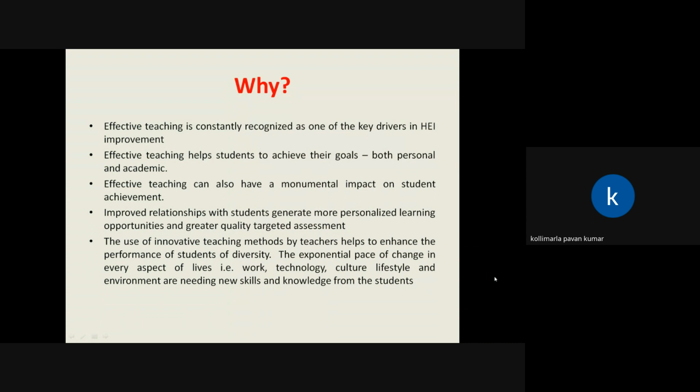This teaching helps students achieve their goals both personally and academically. These are things we come across day to day, and it also has a monumental impact on student achievement. Moreover, an important aspect from the teacher's point of view is that they can improve relationships with the students, and the surrounding environment will be eco-friendly, which is very important in the classroom.